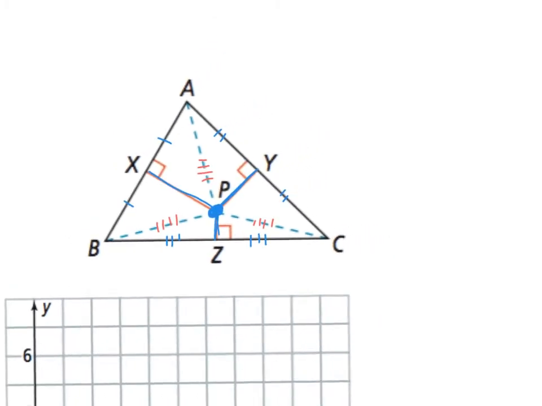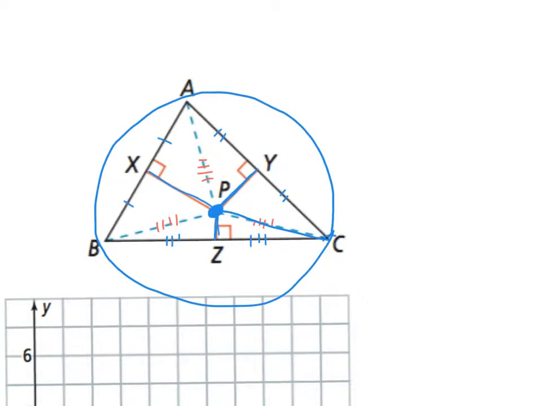Now notice what that also means. Since PC is the same size as PA is the same size as PB, if I were to use this as a radius, what would happen? I would get a perfect circle that touches each vertex. And this is why it's called the circumcenter, because circum means to go around, like if you're circumventing a situation, you're going around it. So it's the center that creates a circle that goes around the triangle.